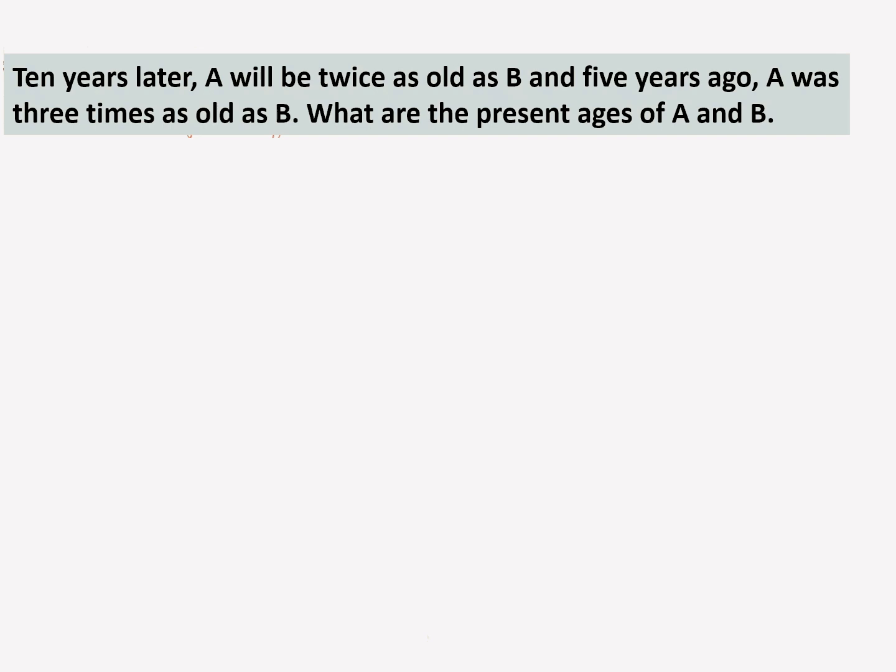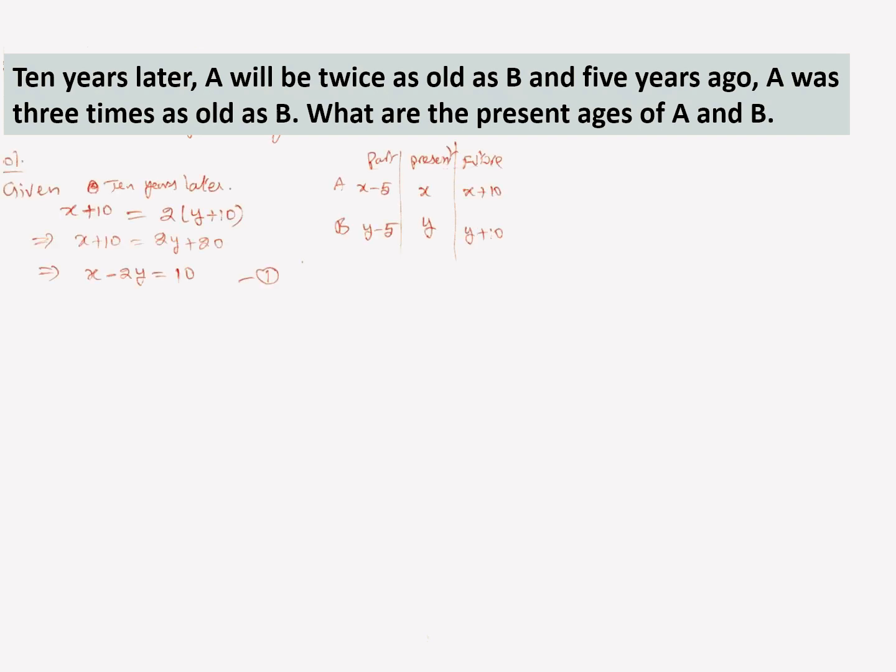Here the problem given is: 10 years later A will be twice as old as B, and 5 years ago A was 3 times as old as B. What are the present ages of A and B? So the relation between A and B is given. We need to first write down the present, past and future ages of A and B. The present age, you can consider A as x years and B as y years.